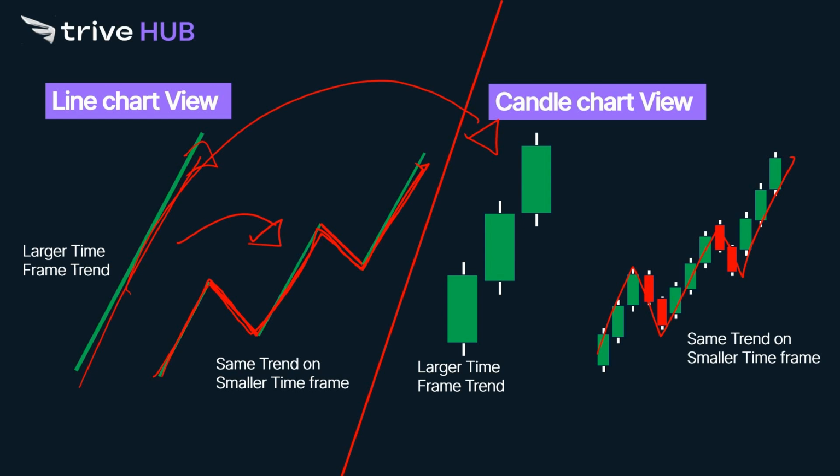So now you have a general idea of how these trends look on various time frames. Let's see it with an example in detail.